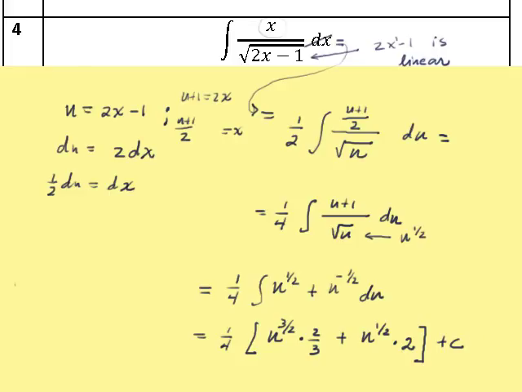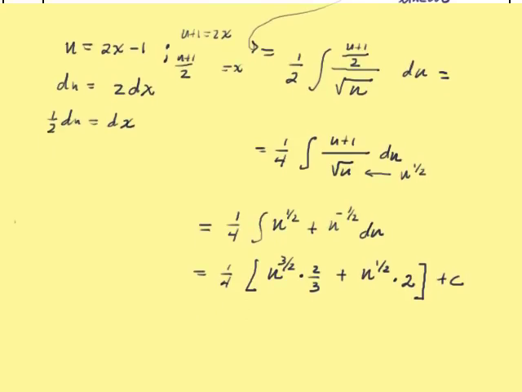And now we'll substitute back u is equal to 2x minus 1. So we have 1/4 times (2x minus 1) to the 3/2 times 2/3 plus (2x minus 1) to the 1/2 times 2.